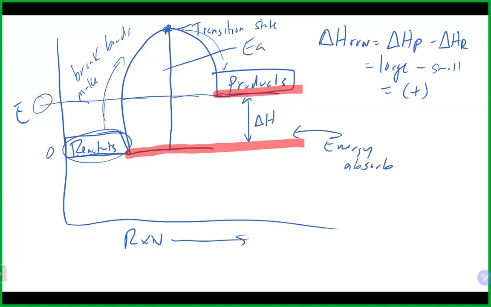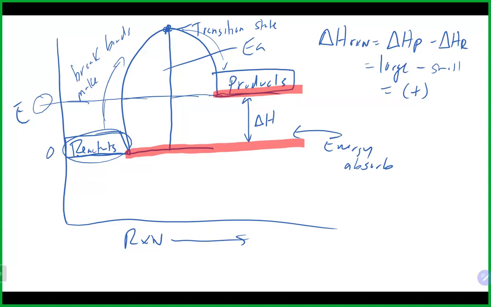And the nice thing about the delta H value is that if you want to determine whether it's an exothermic reaction or an endothermic reaction, it really doesn't matter what the actual number is. It's all about the sign. Is it positive or is it negative? That's really all you have to look at to determine whether this is going to be an exothermic or endothermic reaction.